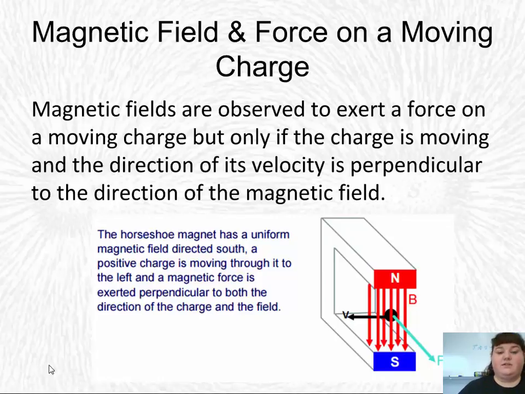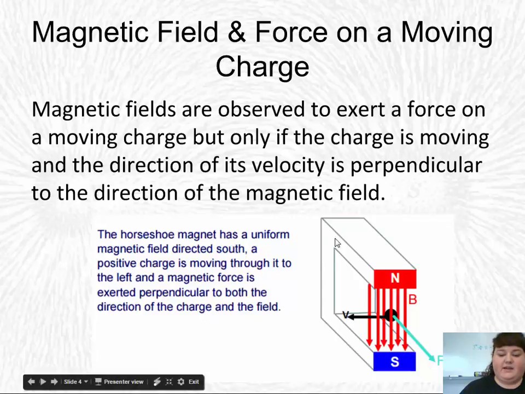So magnetic fields are observed to exert a force on a moving charge, but only if the charge is moving and the direction of its velocity is perpendicular to the direction of the field. So what does that mean?